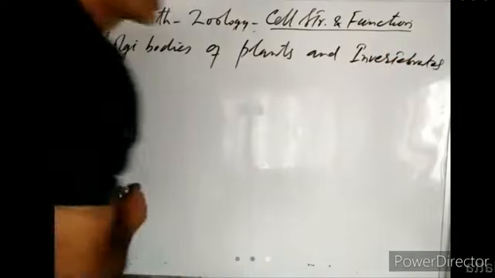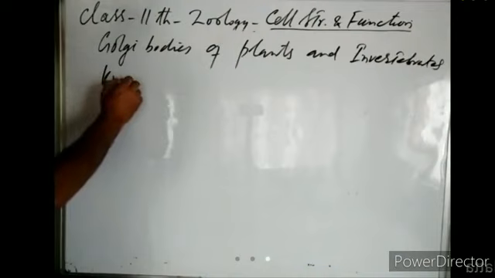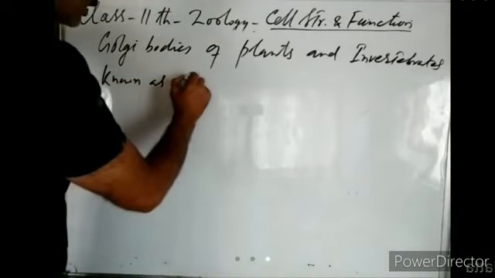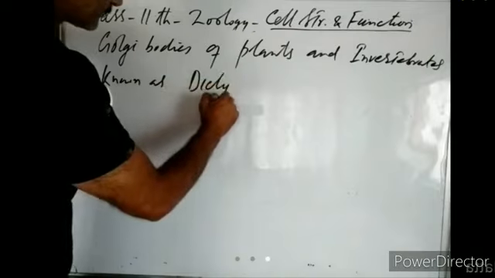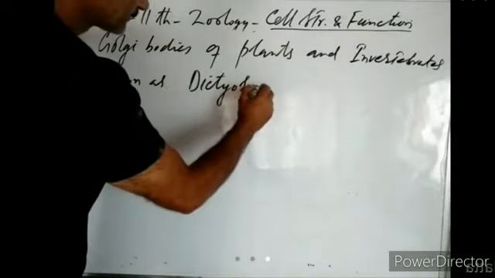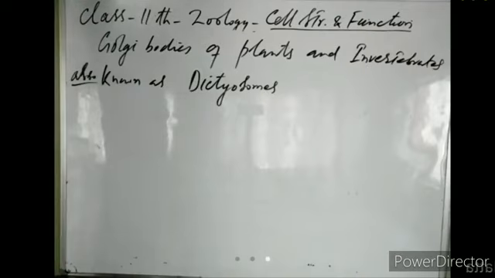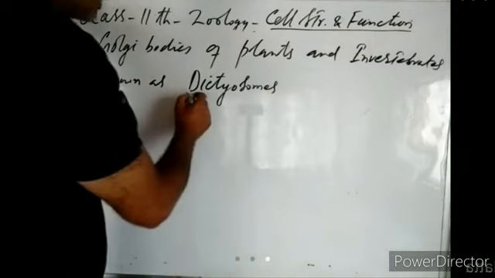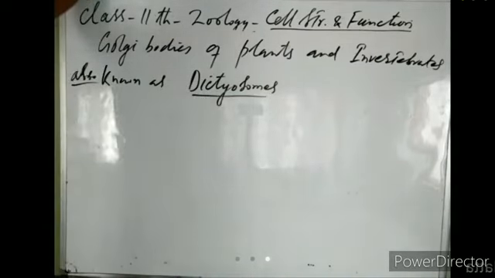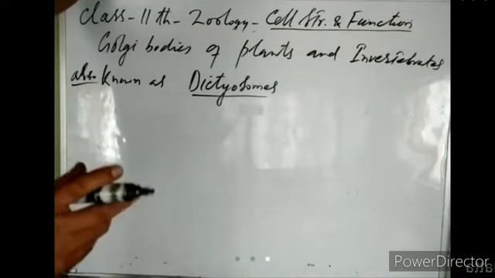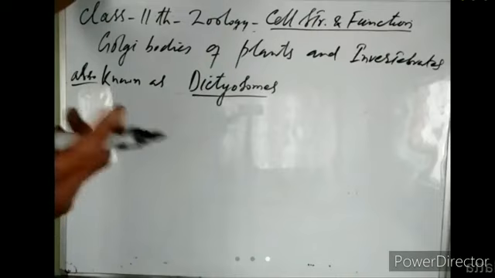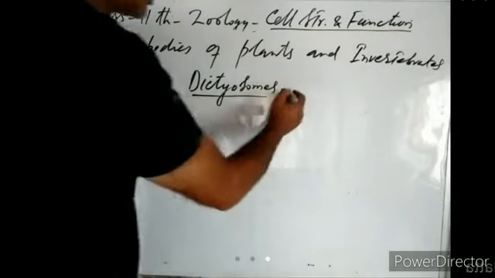and invertebrates. They are also known as dictyosomes. So Golgi bodies of plants and invertebrates are also known as dictyosomes, right? And in these plants and invertebrates, Golgi bodies are mostly diffuse. Diffuse means there are many stacks of Golgi bodies scattered in the cytoplasm. They are mostly diffuse.